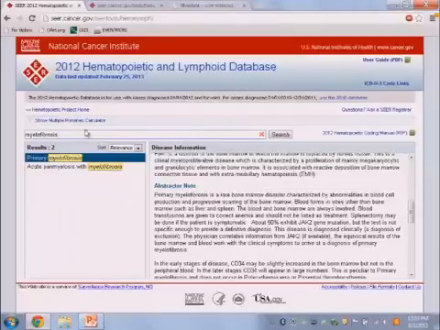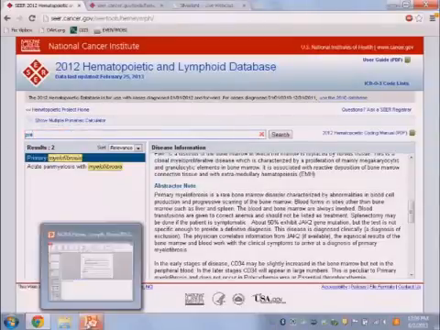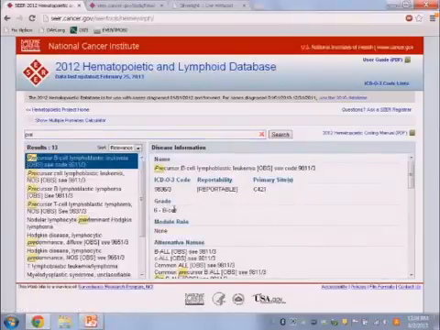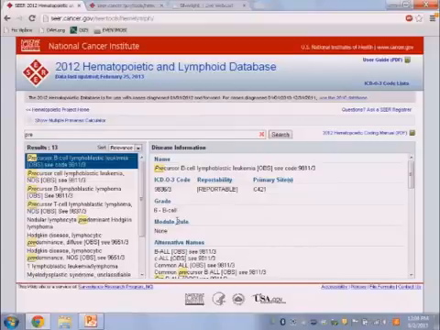Okay, we're going back to the database. All I put in was pre. That's all I needed to do. But if I would have put in B cell, I would have gotten a whole bunch of stuff. I have it right on top, except there's a problem, isn't there? Obsolete, C code 9811. Code 9811 is not in your ICDO.